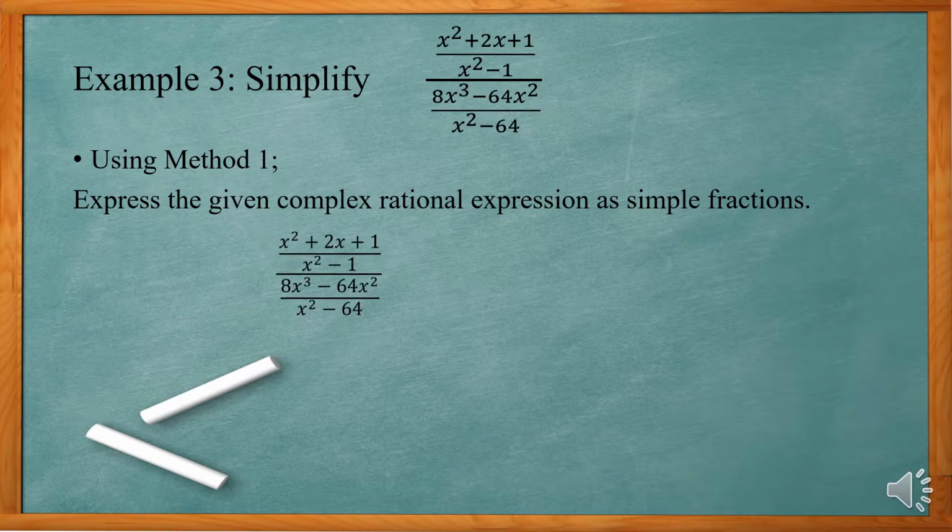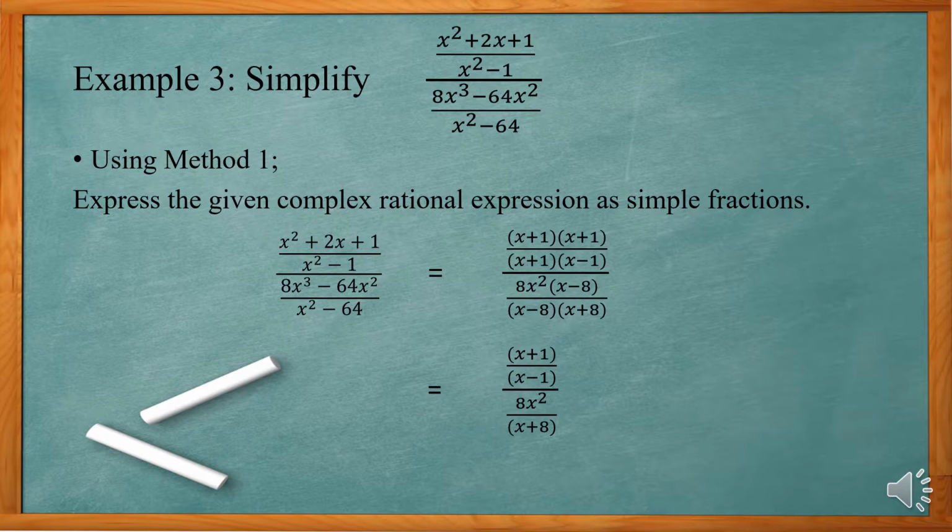First, since I know that our numerators and denominators are factorable, I expressed it as simple fractions first. Then I factored it, and I will eliminate the like factors. So then it is eliminated, and the remaining will be x plus 1 over x minus 1 over 8x squared over x plus 8.